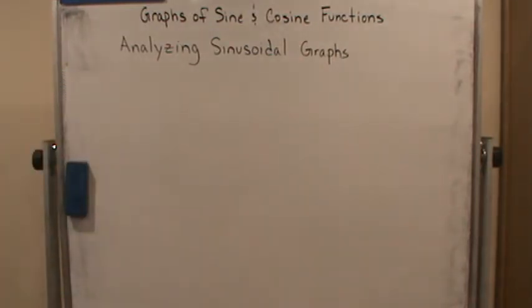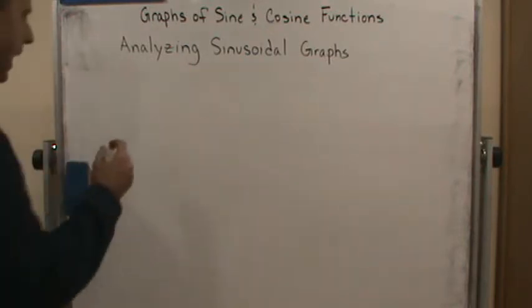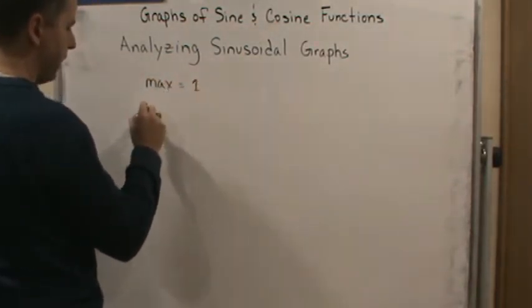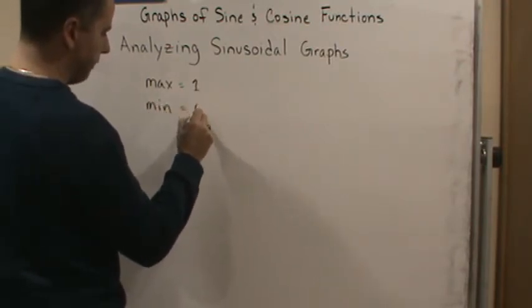Okay, so now, what do we see? Well, the first thing is we can see that it's shifted up, right? So first of all we see where the maximum and minimum values are. So the maximum value that the function takes is 1. The minimum value that the function takes from the graph is 0.